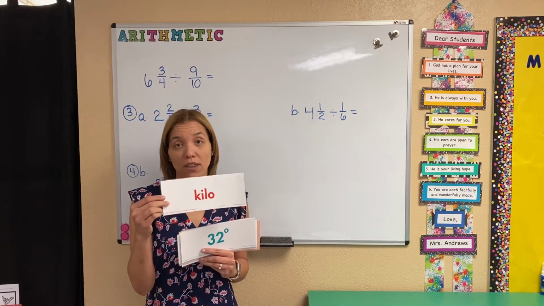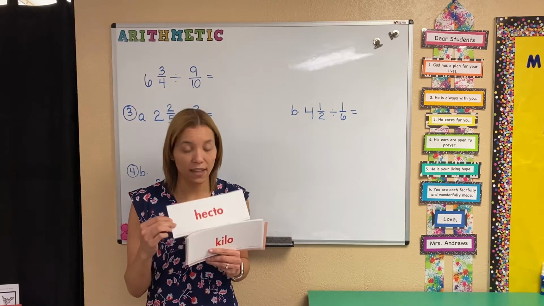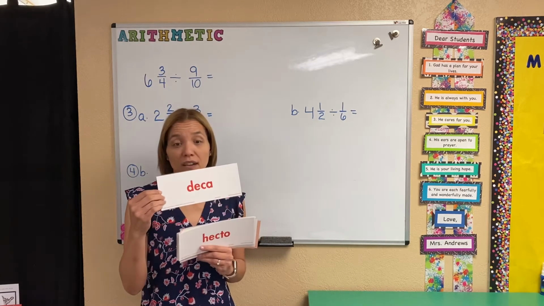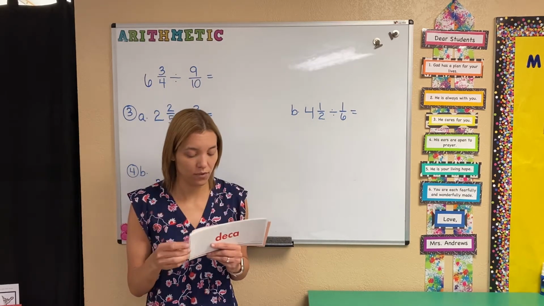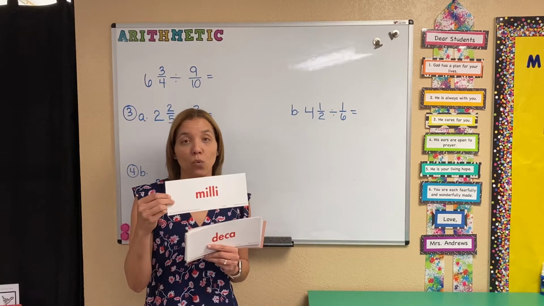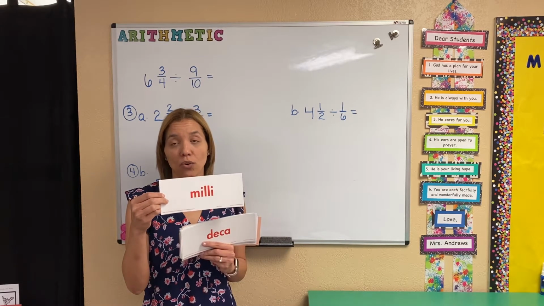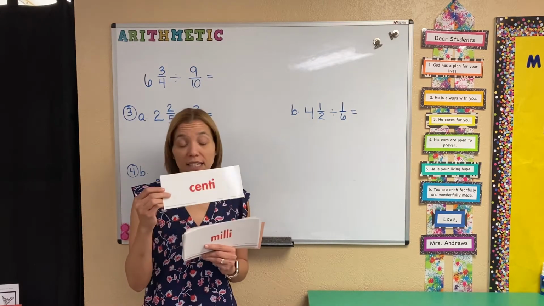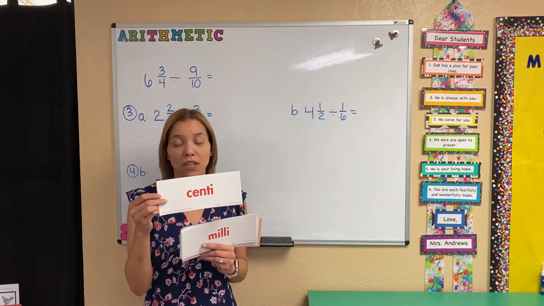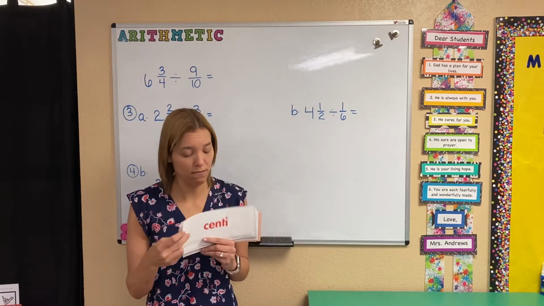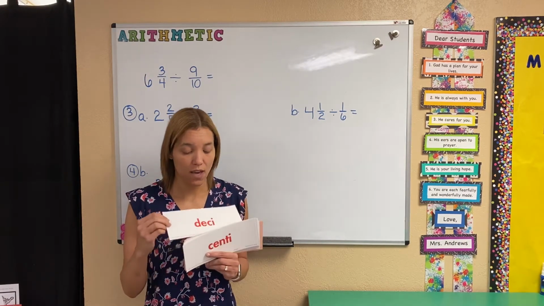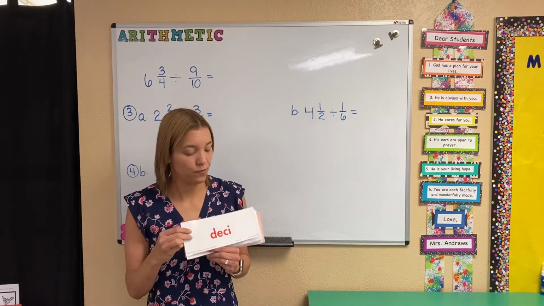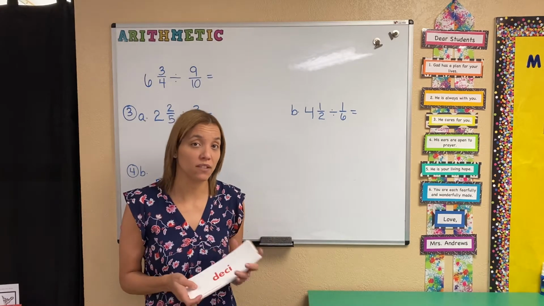Kilo means 1,000. Hecto, 100. Deca, 10. Milli, 1 over 1,000 or 0.001. Centi, 1 over 100 or 0.01. Deci, 1 over 10 or 0.1. This was our review for our concept cards.